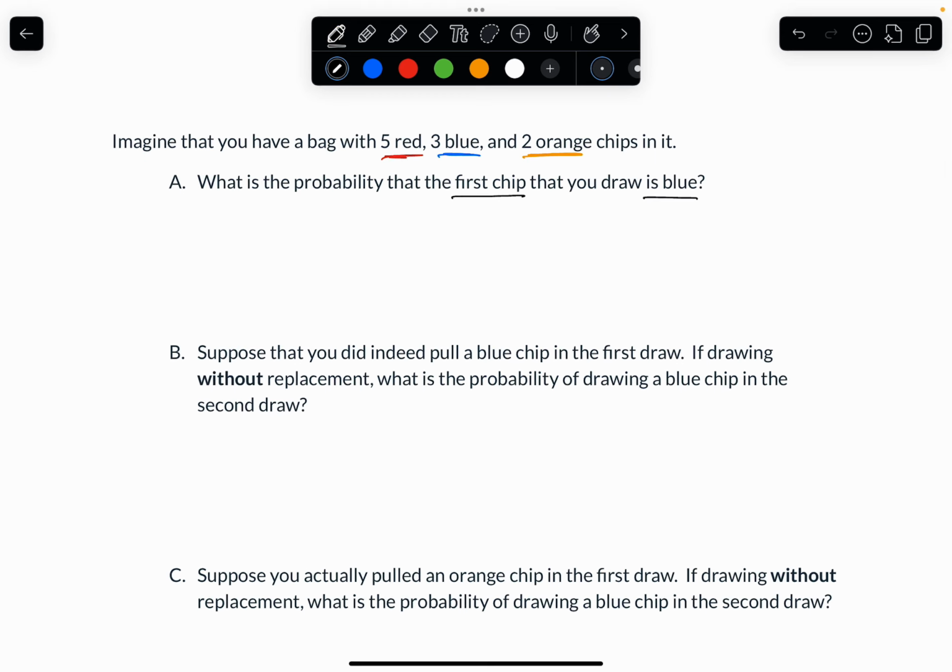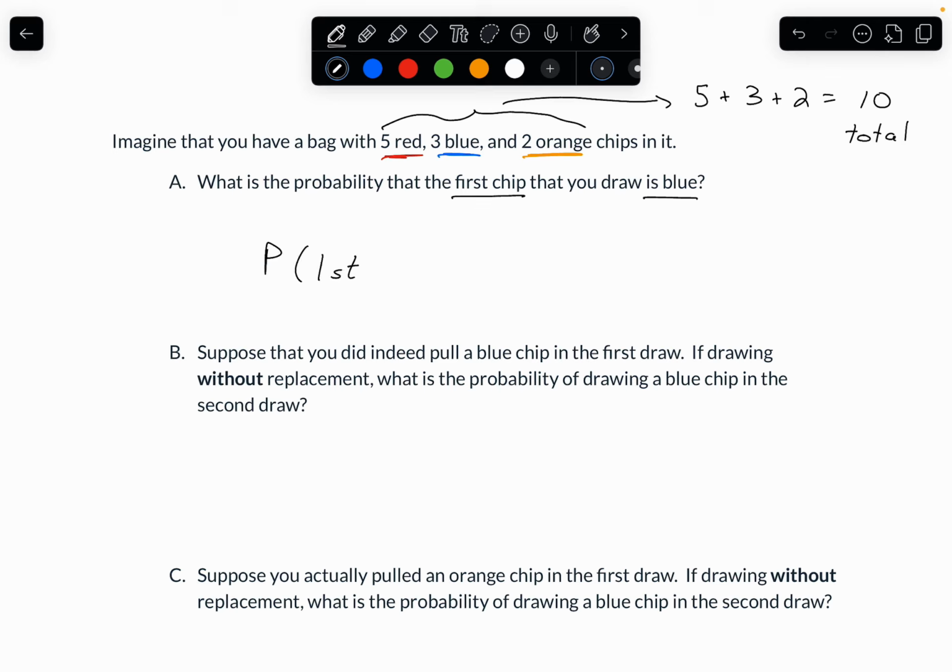So again, we want to think about the overall sample size. We calculated this out in the last one, but if I take all of these and add them together, I've got 5 red plus 3 blue plus 2 orange. I should end up with 10 in total for my sample size. So again, I'm imagining a scenario where I close my eyes, I reach into the bag, and I'm picking out one of these chips at random. The probability that the first one is blue, well, we just said that there were 10 total outcomes altogether, and then, well, we know that there are 3 blue chips in this, so 3 out of 10, or 0.3. Same answer that we had in the last video.